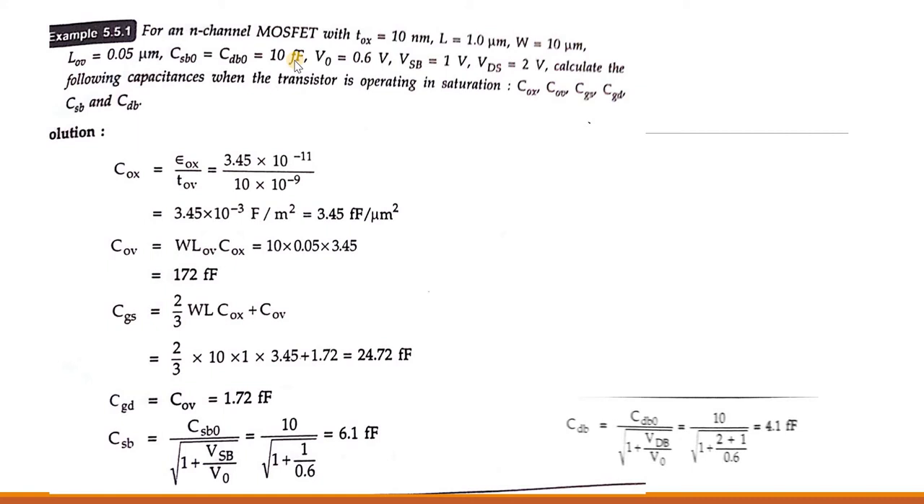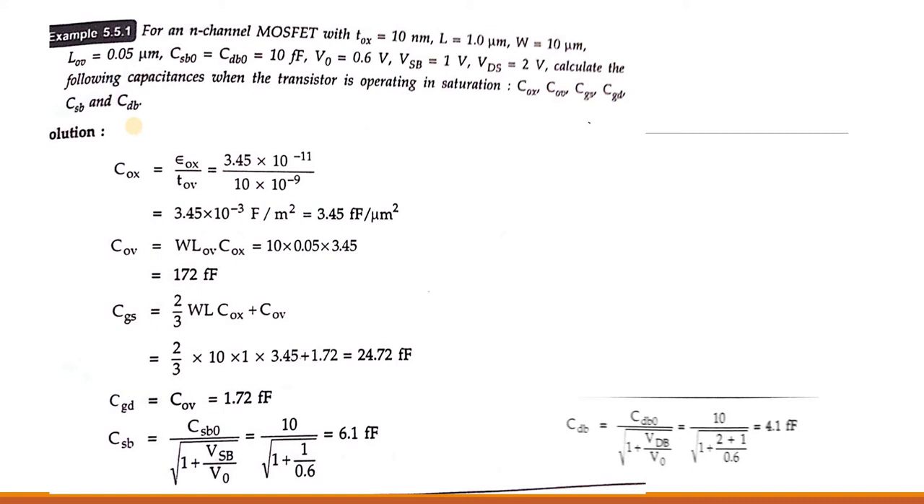Femto means 10 to the power minus 15 farad, and V naught, barrier voltage or built-in voltage, is given as 0.6 volt. VSB is 1 volt. VDS is 2 volt. Okay. Now we are going to calculate the capacitances, various capacitances, when the transistor is working under saturation. Okay, COX, COV, CGS, CGD, CSB and CDB.